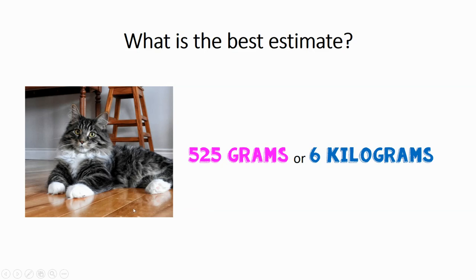What is the best estimate of a cat? Would a cat be 525 grams, or 525 paper clips? Or would it be about 6 kilograms, 6 dictionaries?